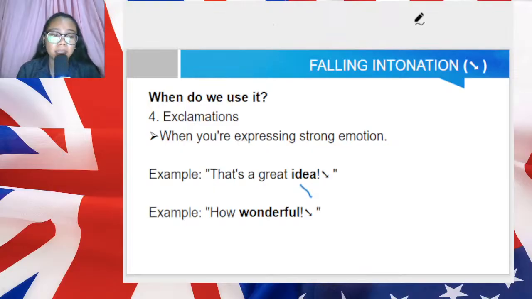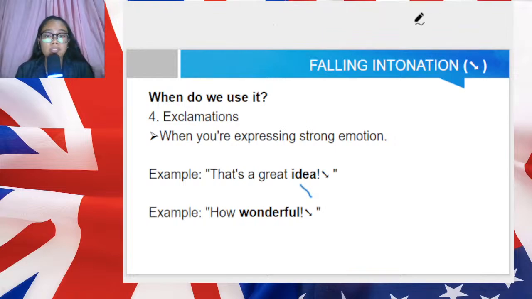with genuine excitement. Your voice might start relatively high, perhaps rising slightly on great, but then it takes a distinct, strong dive on idea. So this pronounced fall is what signals sincere enthusiasm and approval. It leaves no room for doubt about your positive reaction. It's a declaration, not a question or a tentative thought.